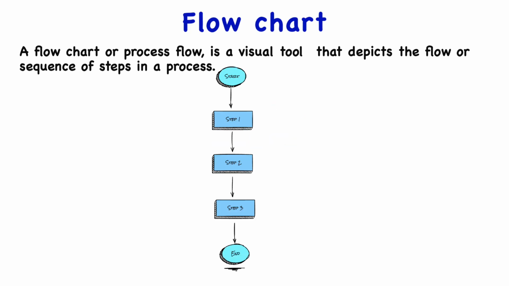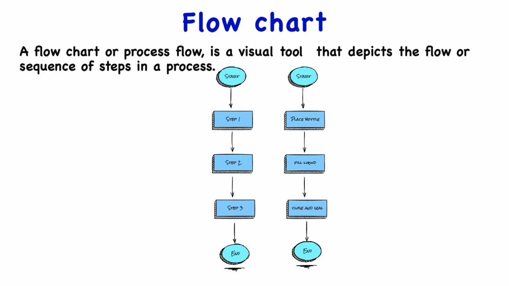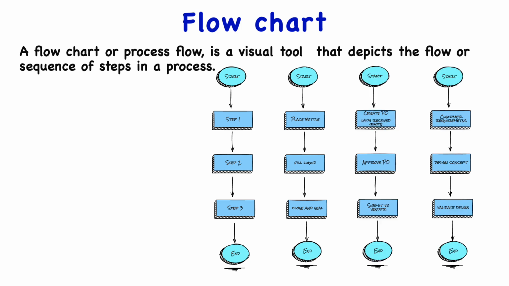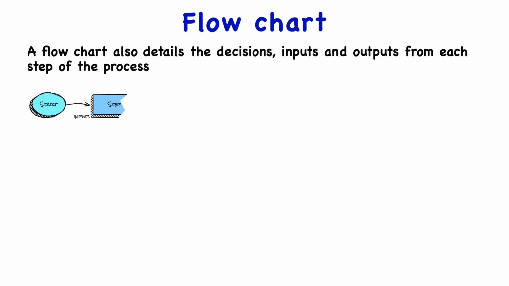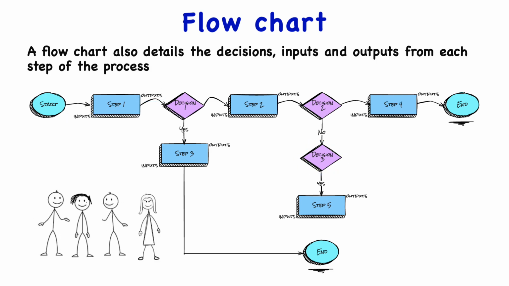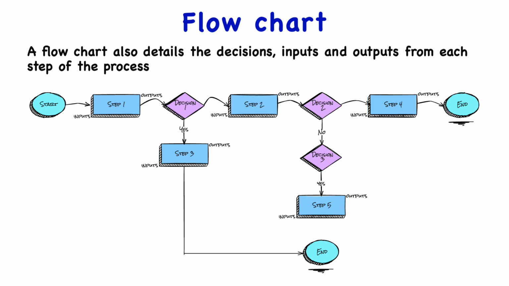Let's start with the flowchart. A flowchart is a visual tool that depicts the flow or sequence of steps in a process. It can be a manufacturing process, a purchasing process, engineering development process, and so many more. A flowchart also details the decisions, inputs, and outputs from each step of the process. It is important to use it because it will bring everyone in the room to the same understanding of what is happening in the process against what's supposed to be happening.